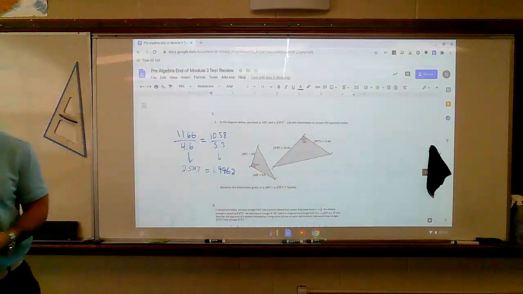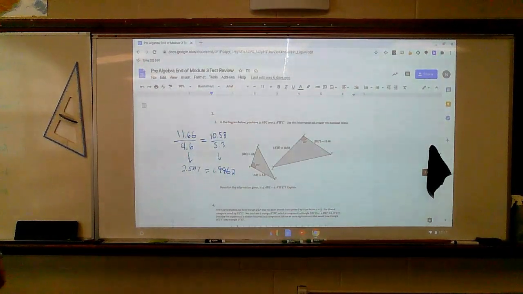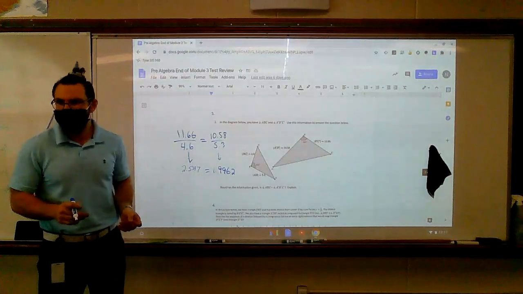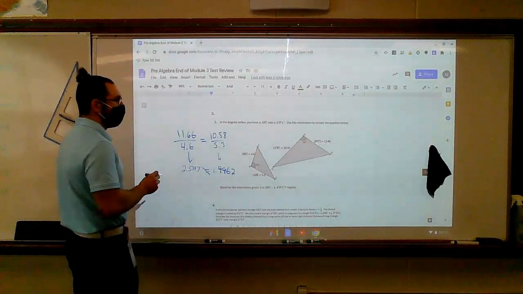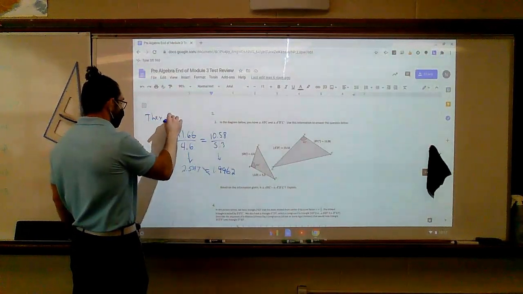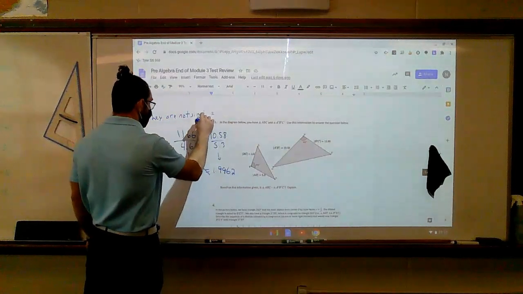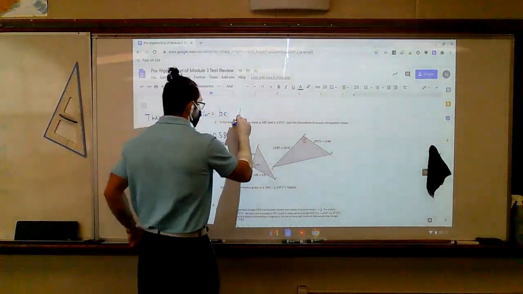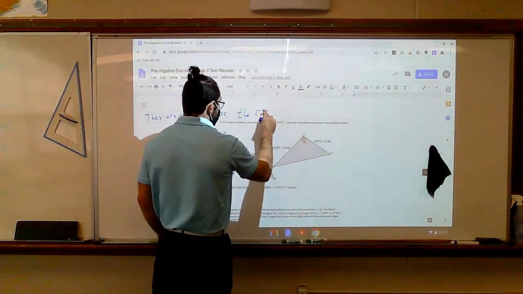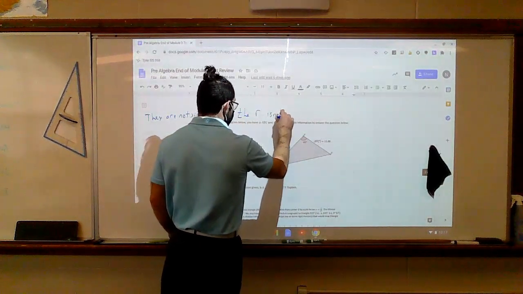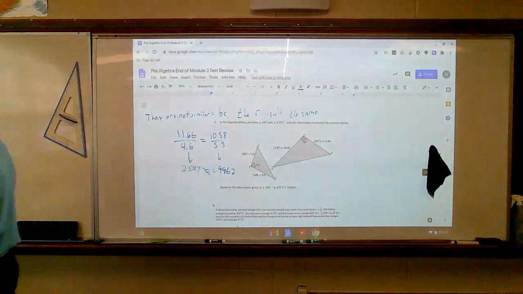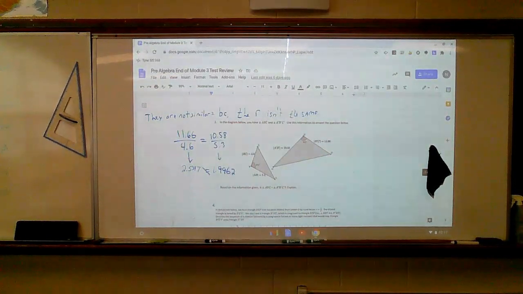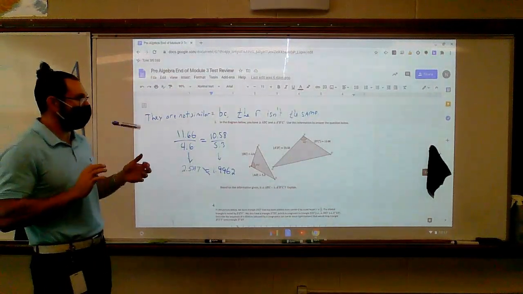1.9962. Wait a minute, Mr. H. Wait one gosh darn minute. Aren't these supposed to be the same if they're similar? Well, yeah. So these are not the same. So I would say they are not similar because the R isn't the same. Remember, R means scale factor. For them to be similar, the scale factors have to be the same for every single corresponding side because sides must be proportional.